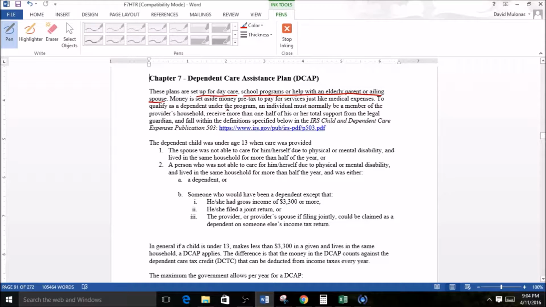Now, as we like to say, pre-tax money is a nice thing to hear. And it pays for services like medical expenses do, or 401k does, that we've seen in our exercises. This puts more money in our pockets.